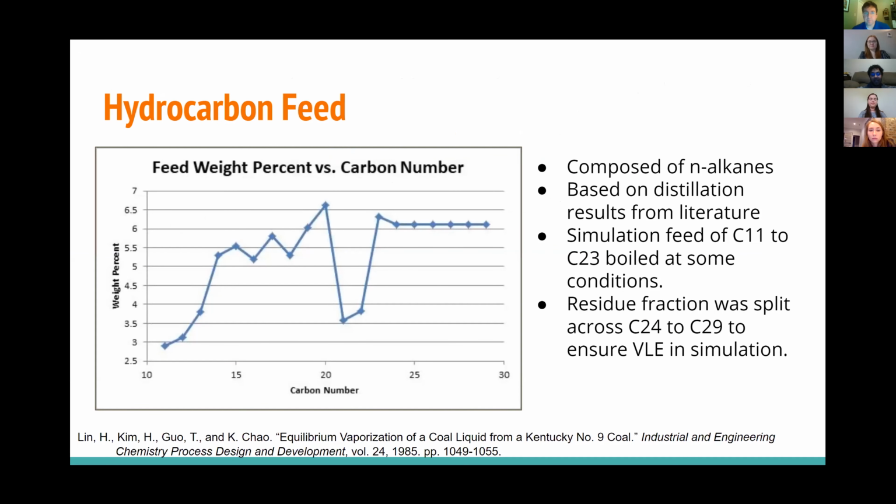So before we could run any actual simulations on this process, we had to make sure that some assumptions were correct and valid. So the first of those we had to deal with was justifying thermodynamics. We found a literature article that gave us the vapor-liquid equilibrium of some hydrocarbons and hydrogen. And it also gave us a breakdown of the feed that they used to determine that data. So we modeled a feed in ChemCAD as similar to that in literature as possible. And we ended up having to make some assumptions on the residue fraction so that the simulation feed wouldn't boil off at any of the conditions we had to test.